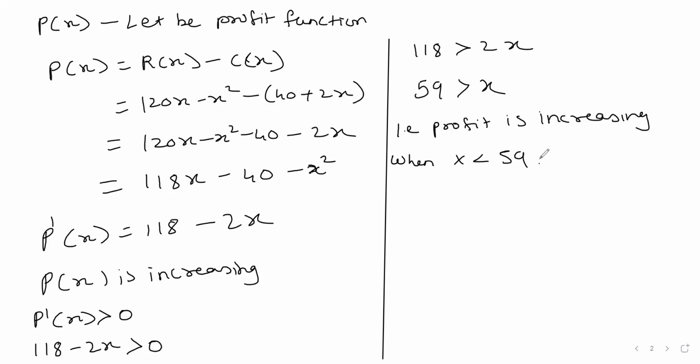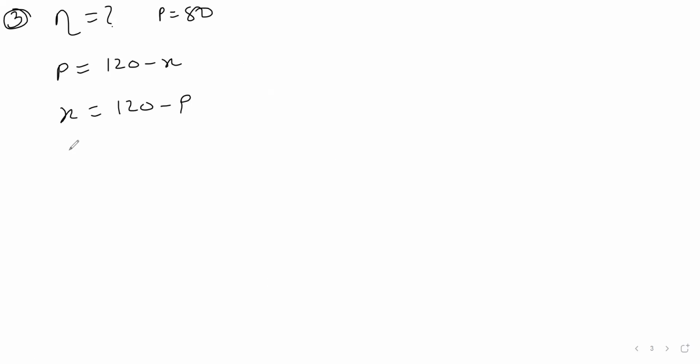And the last one is you have to find the elasticity of demand for price 80. Third one is find elasticity for price is equal to 80. Now they have given you the price to be 120 minus x, where x is the units demanded. Now if you want elasticity of demand, you should have demand as a function of price. So I will say x is equal to 120 minus p.